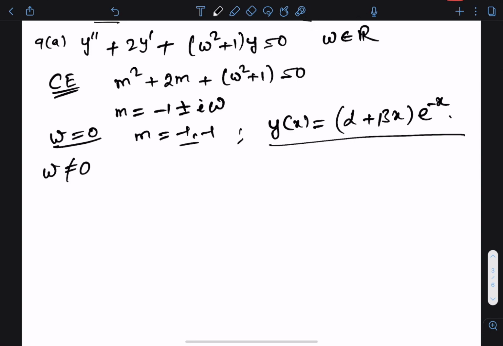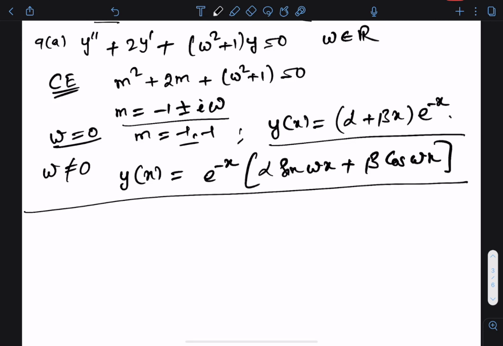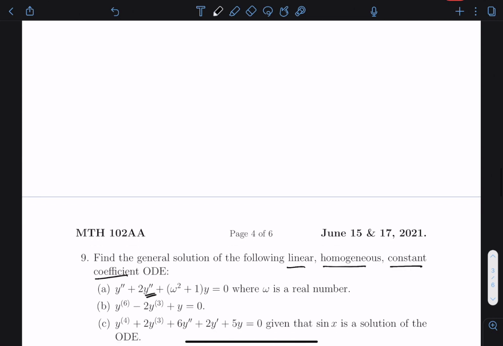When omega is non-zero, then what you have are complex conjugate roots, right? So the corresponding solution y of x will be e power minus x times alpha times sine omega x plus beta times cos omega x. Okay, so that solves 9a.